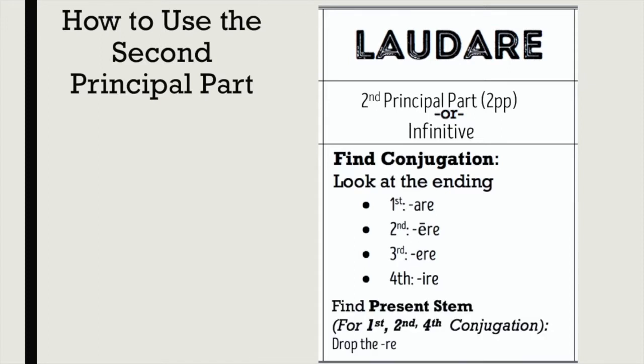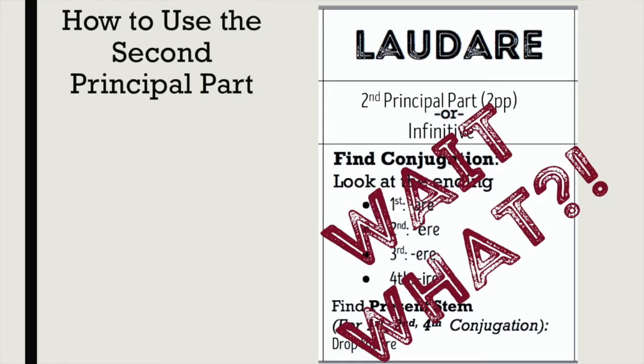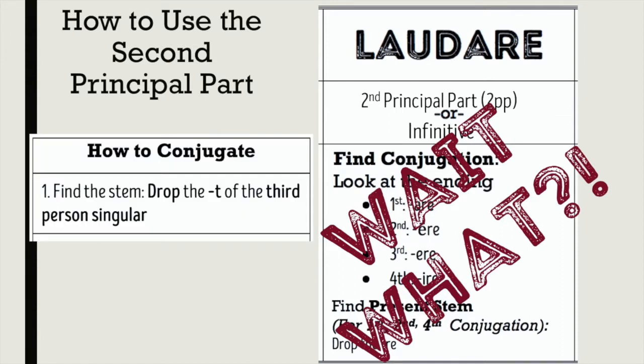And the last thing you're going to do with this one form is to find the present stem for first, second, and fourth conjugation. You're going to do that by dropping the RE off that infinitive, the second principal part. And again, I can hear you going, wait, what? We already know how to find the present stem. And to do that, we drop the T.